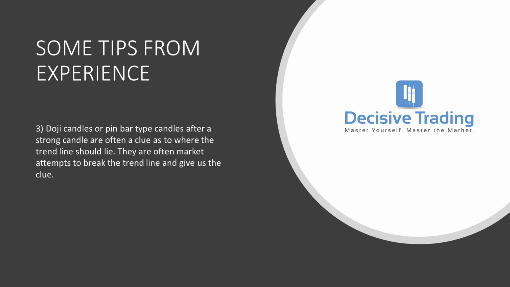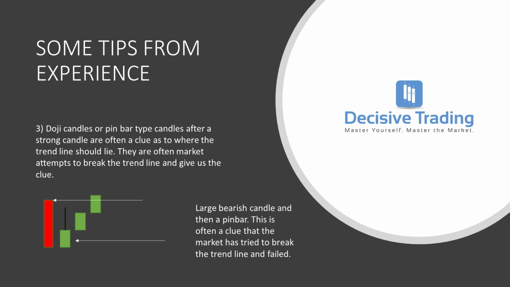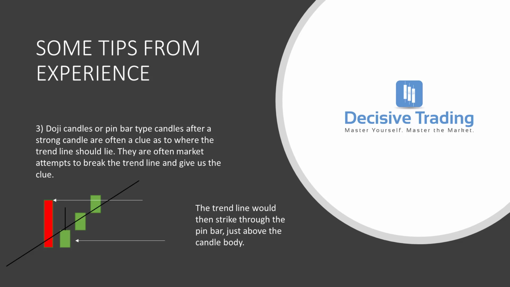3. Doji candles or pin bar type candles after a strong candle are often a clue as to where the trend line should lie. They are often market attempts to break the trend line and give us the clue. Here we see a large bearish candle and then a pin bar. This is often a clue that the market has tried to break the trend line and failed. The trend line would then strike through the pin bar just above the candle body.